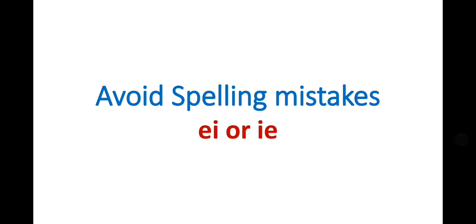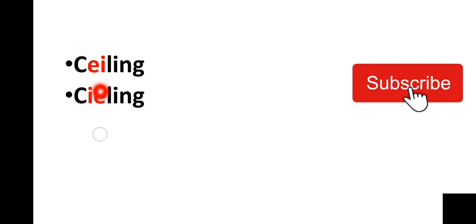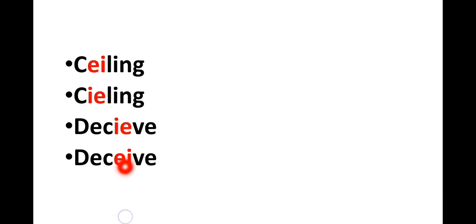I'll show you some examples. Ceiling. So what should be there? EI or IE? Deceive. Should there be IE or EI? Such kind of words can create confusion. EI or IE? IE or EI? So I'll give you only one tip to avoid such confusion. And the tip which I am going to share with you will give you 100% assurance to avoid such spelling errors. Okay, so what is that tip?